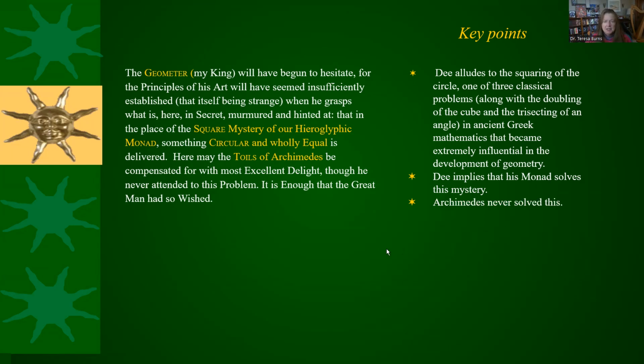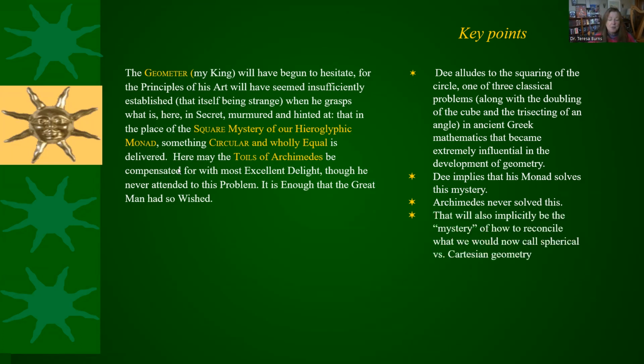Dee is nothing if not confident. In his last bit here, he makes this comment about Archimedes, who never solved the squaring of the circle. He says, here may the toils of Archimedes be compensated for with his most excellent delight, though he never attended to this problem. It's enough that the great man had so wished. And it was like, poor Archimedes, he didn't attend to this because he never could solve it. But, you know, I did, but Archimedes is still a great guy.